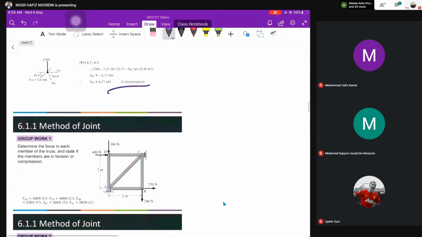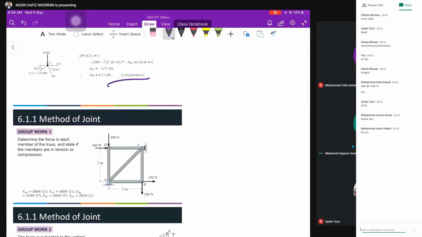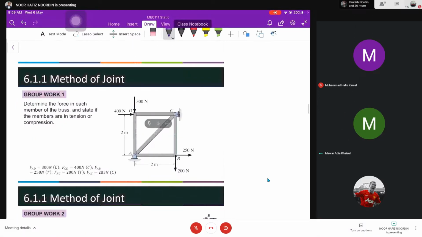So far faham tak? Faham ke? Kalau boleh saya nak proceed dengan group work 1 ni. Saya nak tunjuk macam mana nak solve. Boleh sir. So kita tengok group work 1.